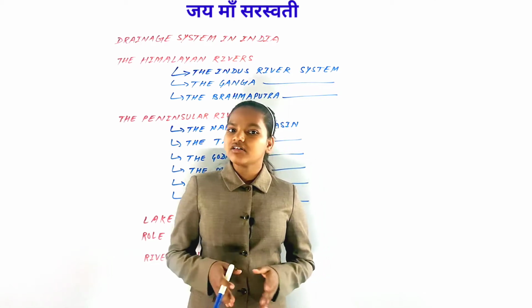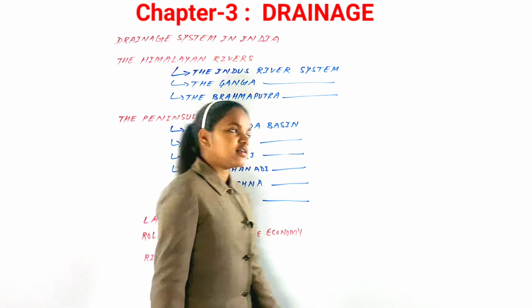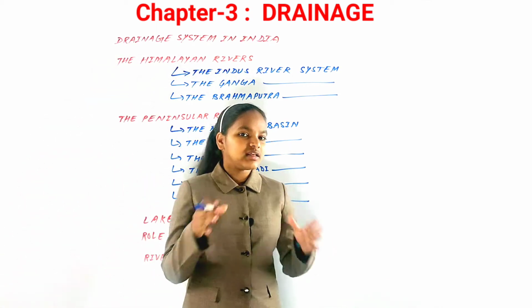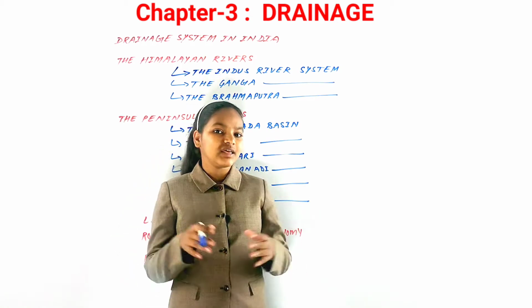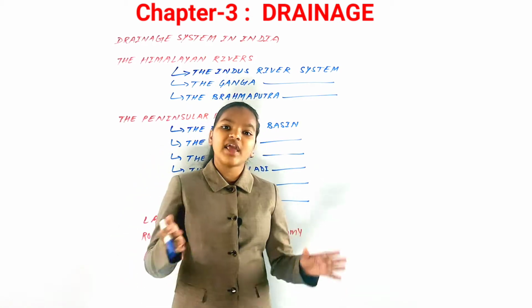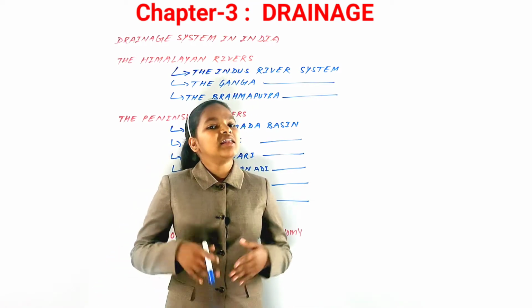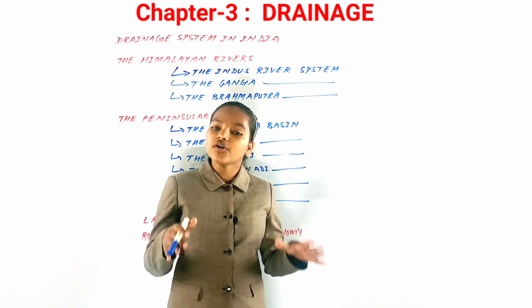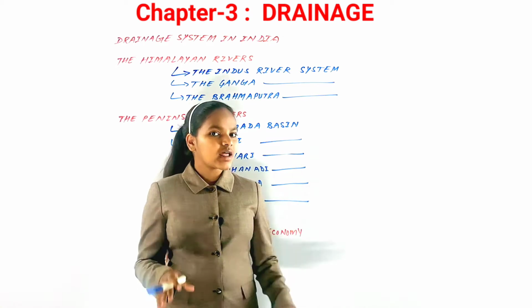So today I will explain Class 9th Geography Chapter 3, and our chapter is Drainage. In this chapter, basically, we are going to look at the river systems of our country. We will see different river systems, river basins, their origin and their mouth point, and we will see about lakes as well. Overall, in this chapter we are going to discuss the drainage basins and the drainage system of our country.